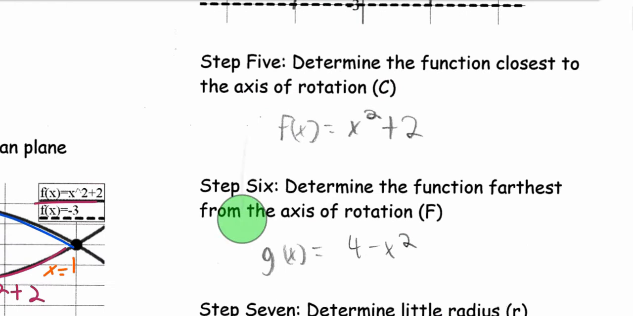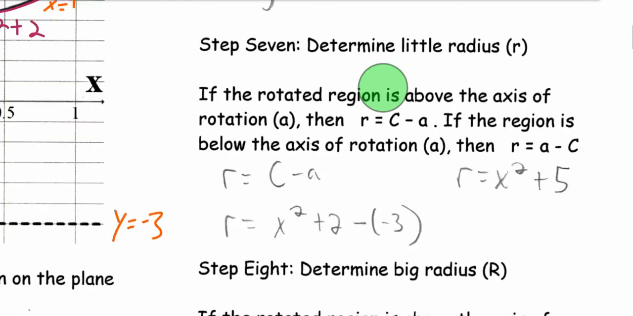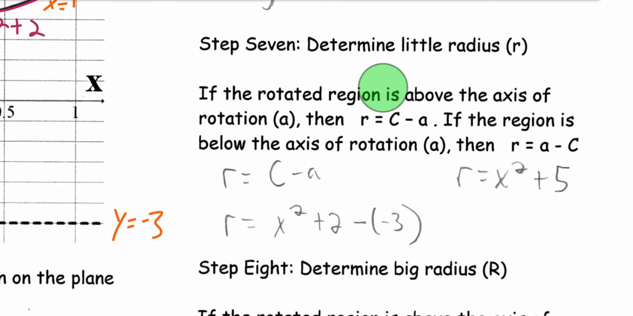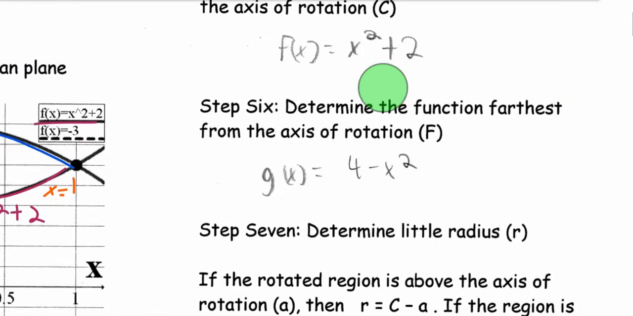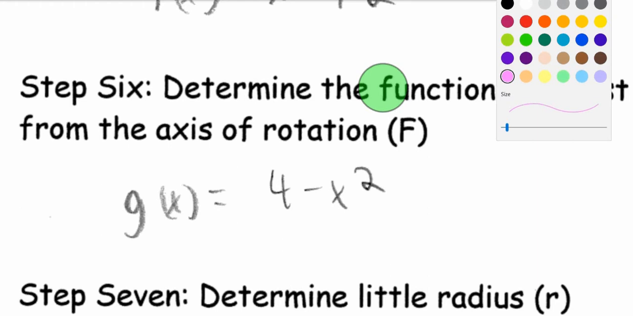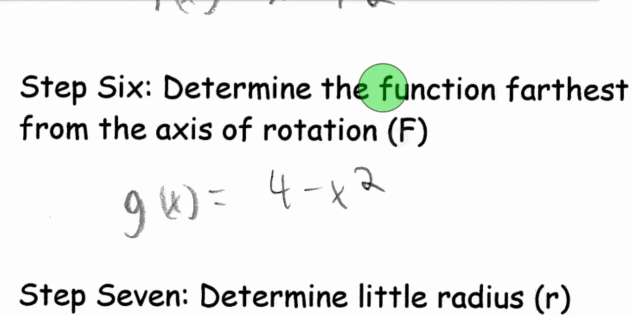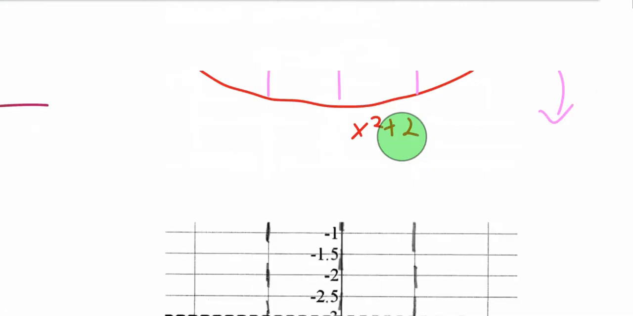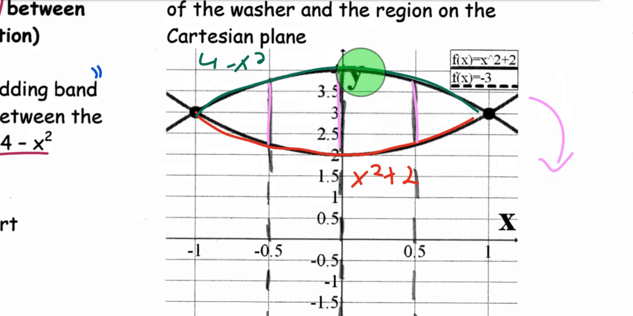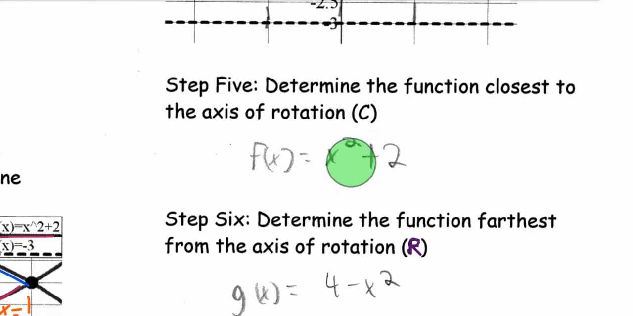I like to call the one furthest away my big F, and the one closest I like to call C. You can do whichever one you like. Doesn't really matter. Actually, I like to call that big R, not a big F. So the one further from the axis of rotation we will call big R, and the one closer we will call little r. Let me go ahead and fix that real quick.